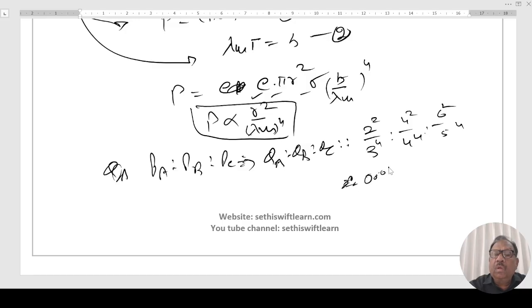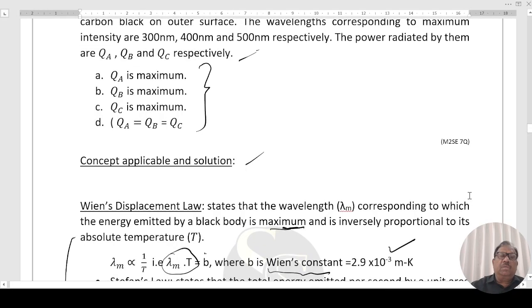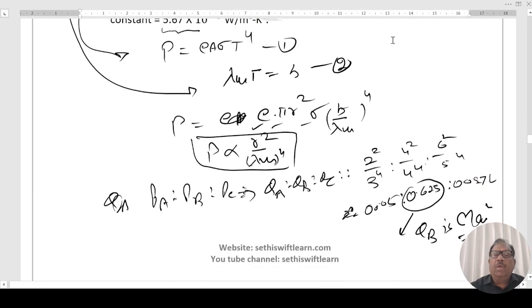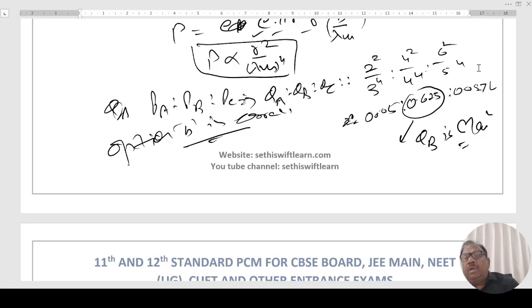0.05 is to 0.0625 is to, last one, 0.0576. So this is maximum. QB is maximum. Let's see the answer. Option B is correct. I have put in the numerical values and told you the method, leaving the calculation for you, and I have written the final answer here. Right. Next question.